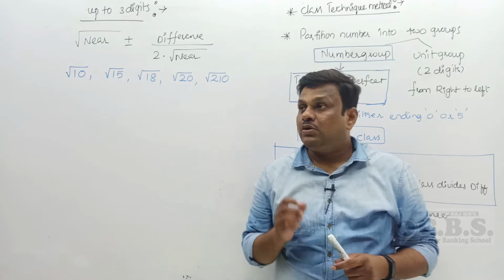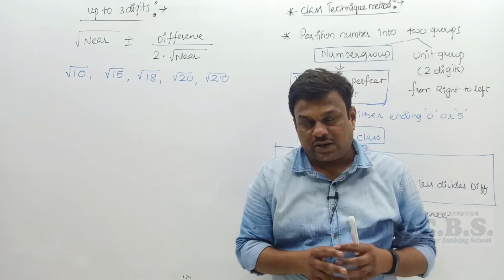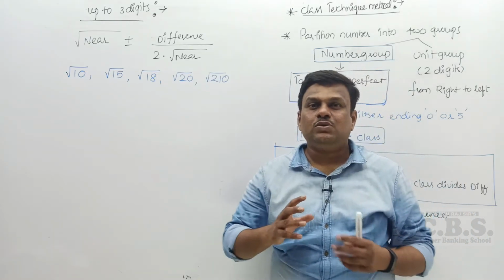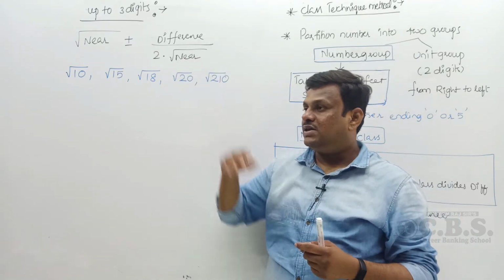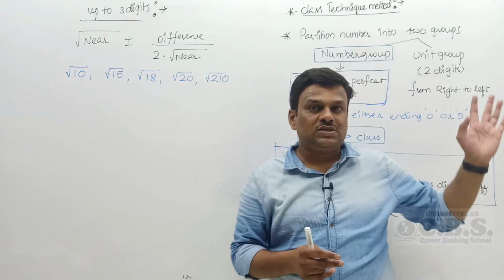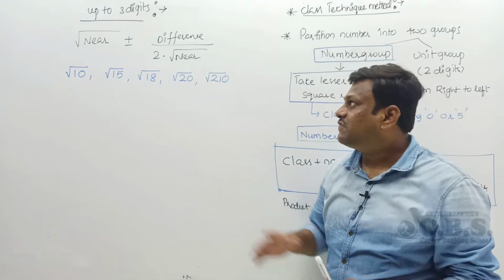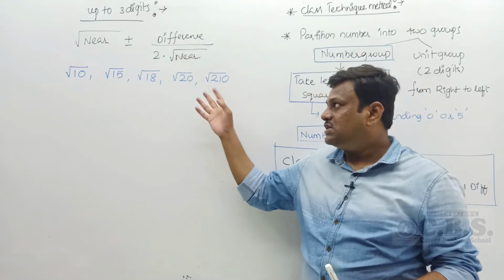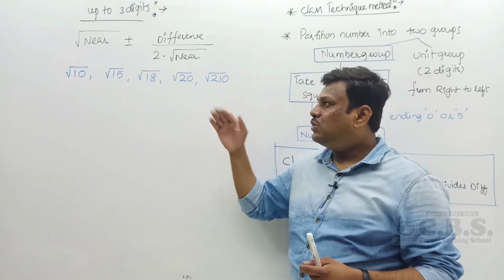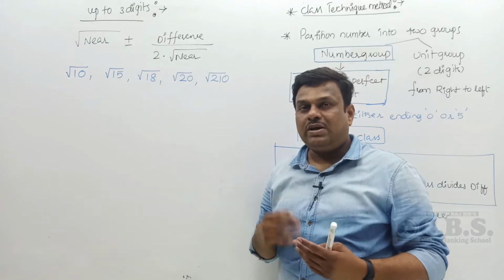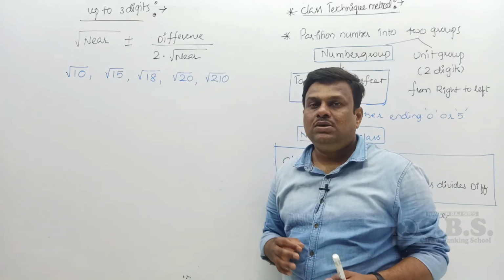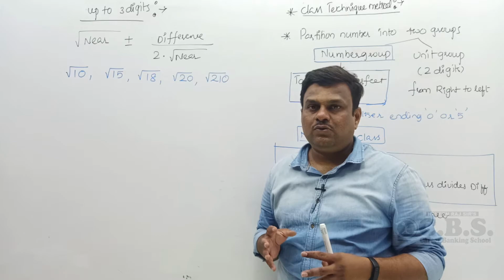Next we're going to find the square root using the non-perfect square root technique. In this technique we use 2 modules. The first module is if the given number is up to 3 digits, and if it is above 3 digits we use the class technique method. If the number is up to 3 digits we use this concept. If you are going to solve quadratic equation questions, it will help you to answer them. But in approximation questions, the length of the number is maximum 4 or 5 digits.